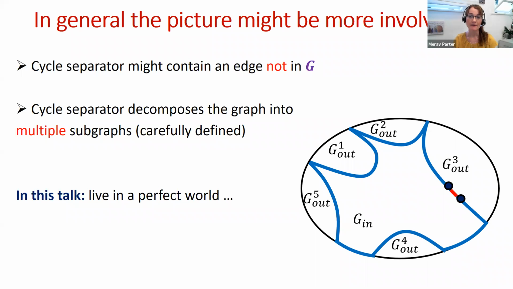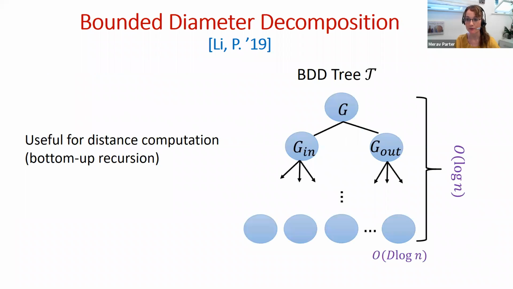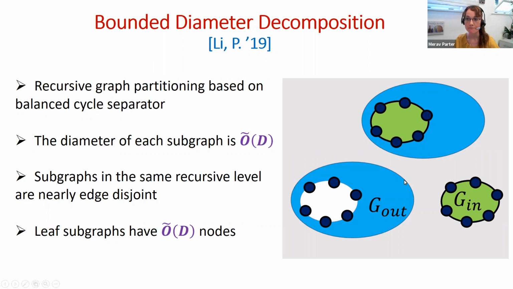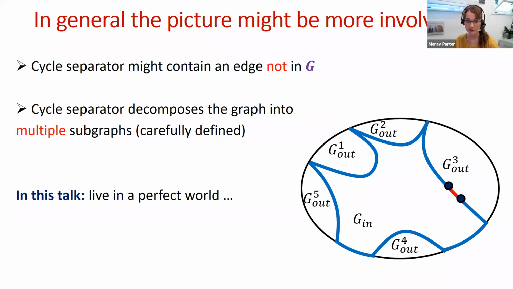Okay. So far, I described a very ideal situation where you compute a cycle separator, and this is the picture that you get. But in truth, the situation might be more complicated. And the first complication is that, as we said, the balanced cycle separator is made of two shortest paths plus one edge that might not be in G. For example, if the graph is a tree, you don't have a cycle at all, right? So in this cycle separator, at most one edge is not in G. And in case that you have such an edge, this is the red edge, it complicates things.